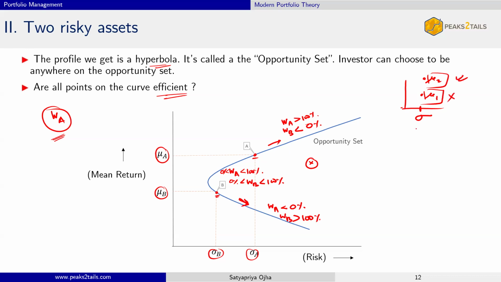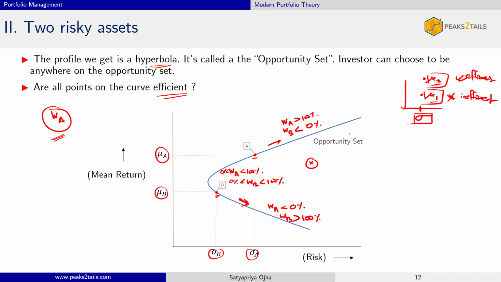Same level of risk. Remember, as an investor, my utility is fully defined by mean return and risk. I don't care about any other attribute. Those two define my utility function. Now, for a given amount of risk, if I'm getting higher mean return, then why would I choose the other asset, right? So this is inefficient and this is efficient.